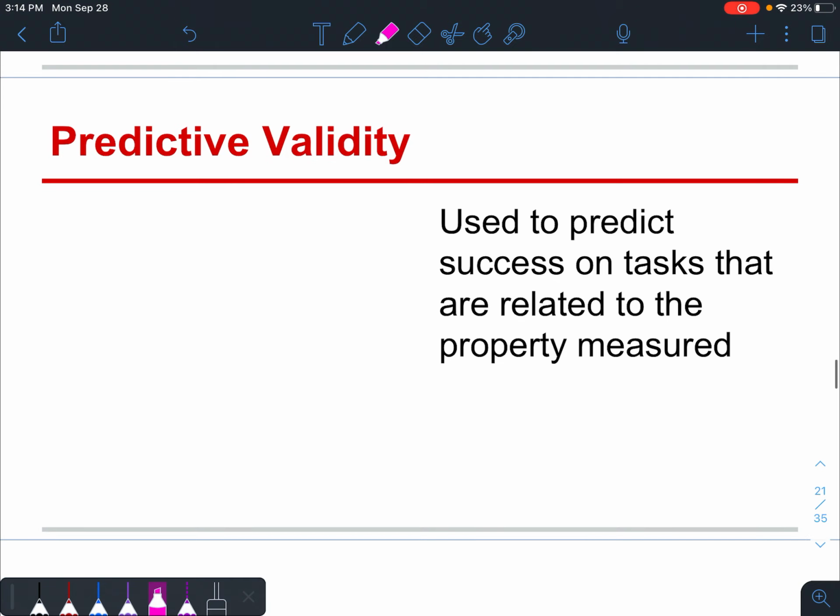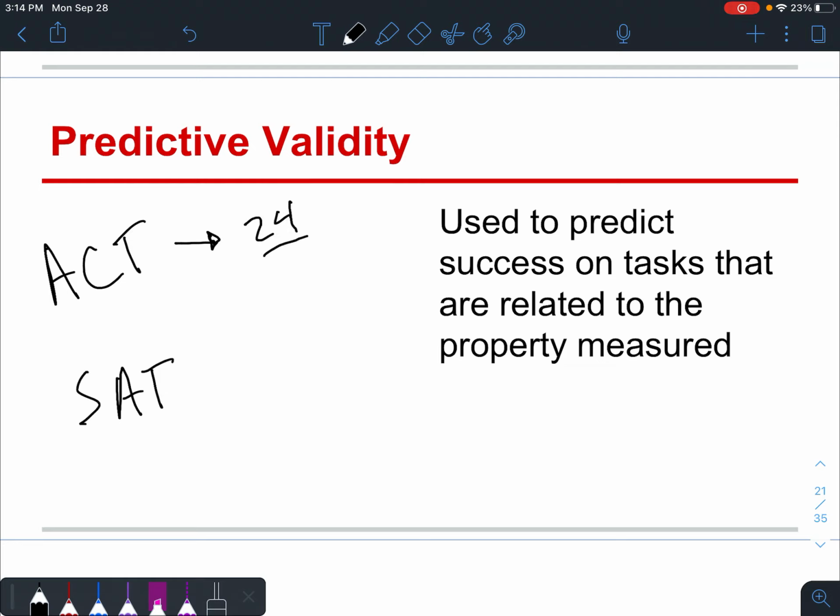Predictive validity, we're going to kind of gloss over this one and move on, but just to give you an idea of what predictive validity is, it's used to predict success on tasks that are related to the property measured. One that makes sense to you is the SAT and ACT. Those tests have predictive validity. With the ACT, you get a score, let's just say a 24 or whatever. That score is used to predict your success as a college freshman. So the ACT has predictive validity.